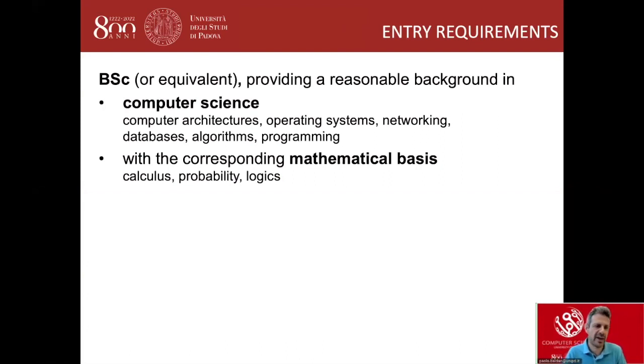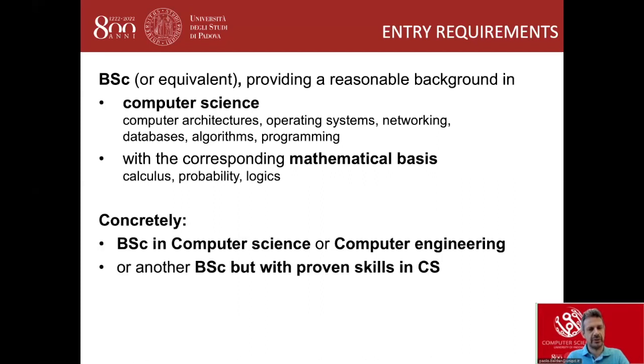To enroll in our master's degree, as in any master's degree in Italy, you need a bachelor's or an equivalent title, which provides some reasonable background on the basics of computer science that I mentioned before. So computer architectures, operating systems, networking, databases, algorithms, programming, maybe not all of them, but a large part of this. And also you need some decent mathematical basis. This is very important for a master's. What does it mean concretely?